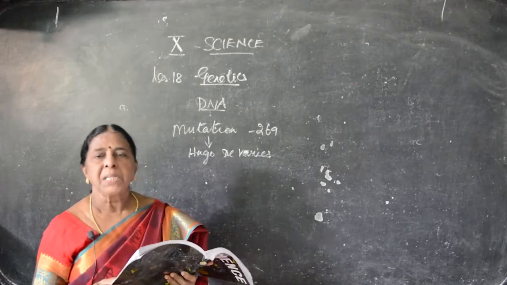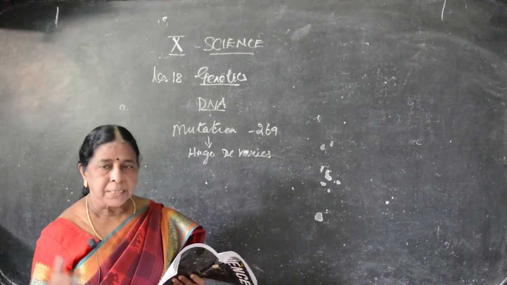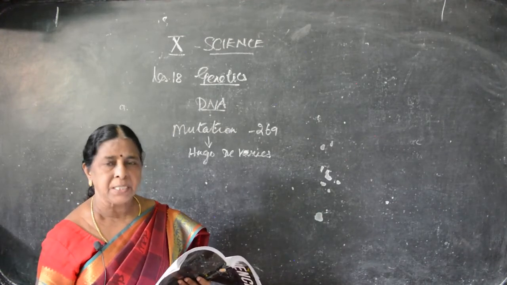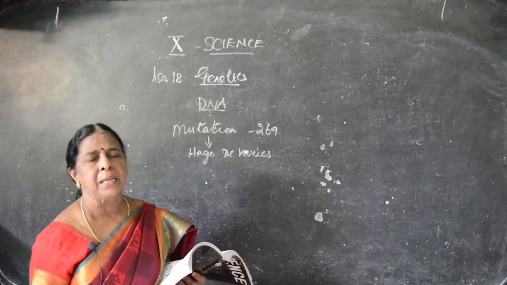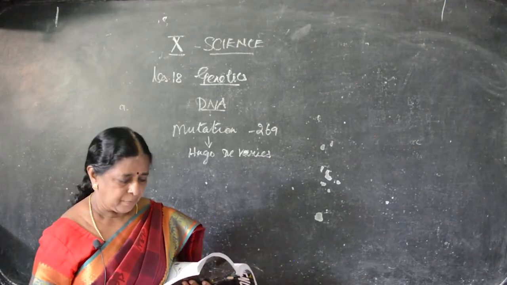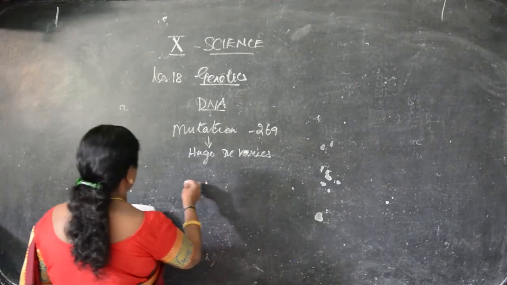Fourth line. What is mutation? Mutation is an inheritable sudden change, not by heritage, but suddenly it may change in the genetic material of an organism. What is genetic material? DNA. A sudden change in the DNA is known as mutation. This mutation can be classified into two.